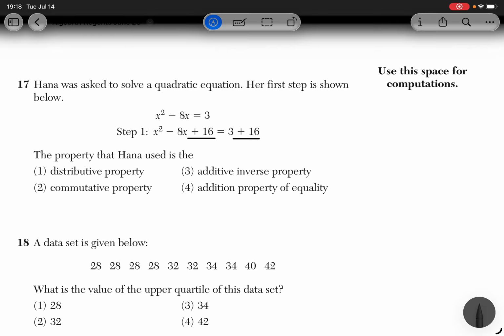That means that we're talking about equality because we want to keep it balanced, which means that our correct answer here is going to be answer choice 4, because we're adding on both sides to the addition property, and since we're doing it to both sides to keep it balanced, we want to share that equality with people.